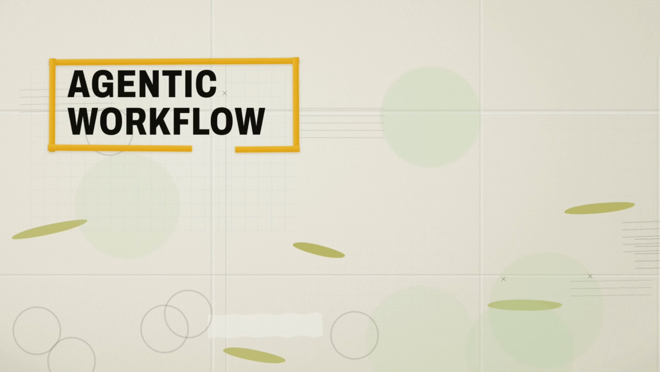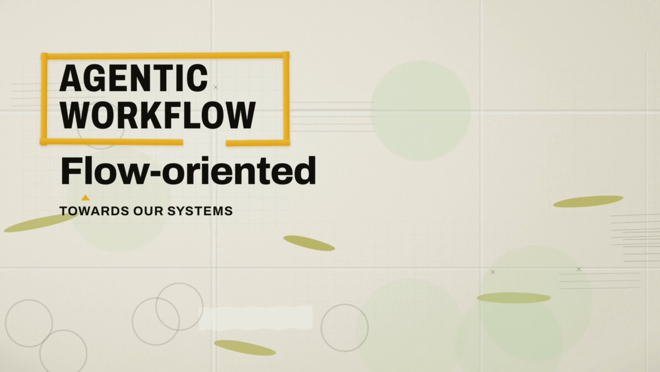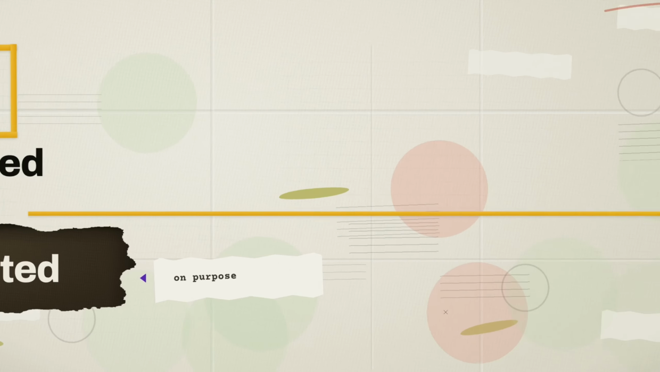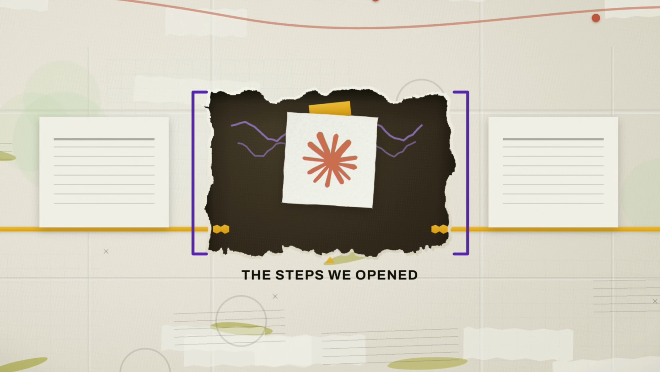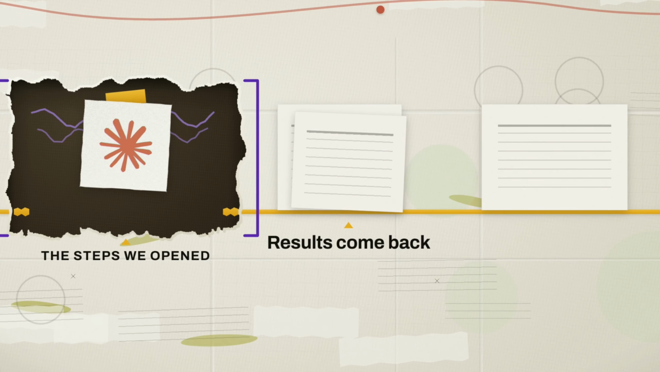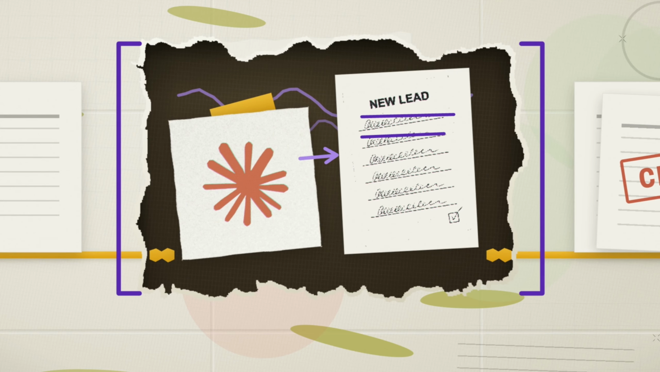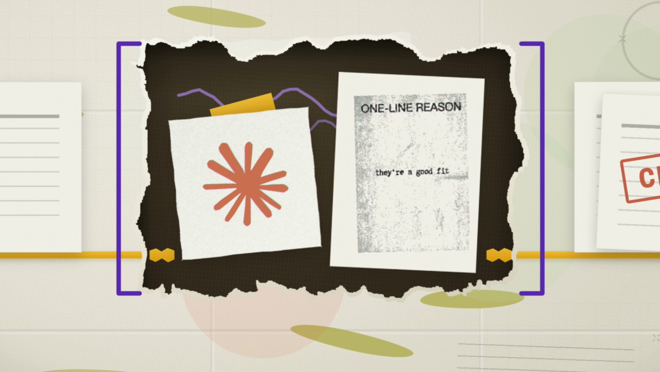Agentic workflow means we create a process that is flow-oriented towards our systems, but we leave certain steps goal-oriented on purpose. What that means is that we decide the phases, and AI is only able to decide inside the steps that we opened up, and then the results come back into our flow and get checked. This is like when somebody fills out a form and AI reads what they wrote and tells you if they're a good fit and gives you a 1-line reason why they're a good fit.